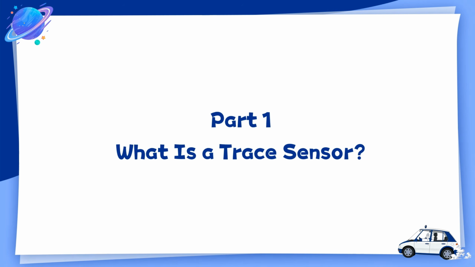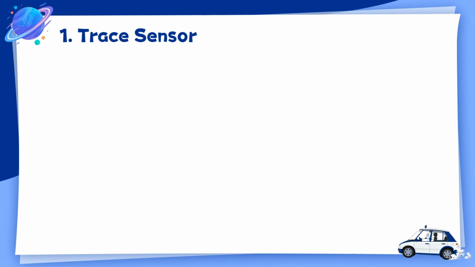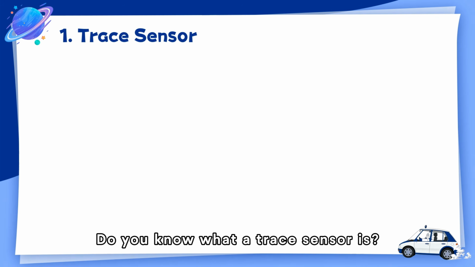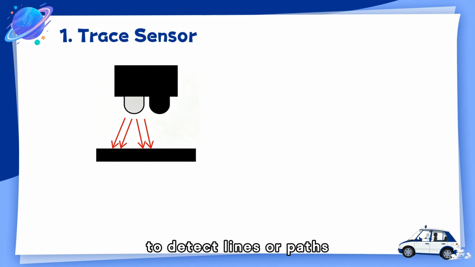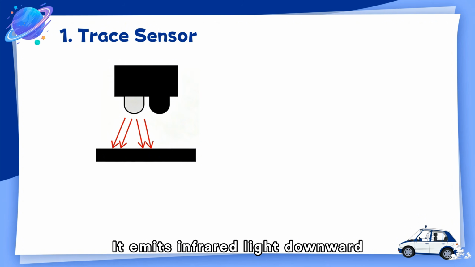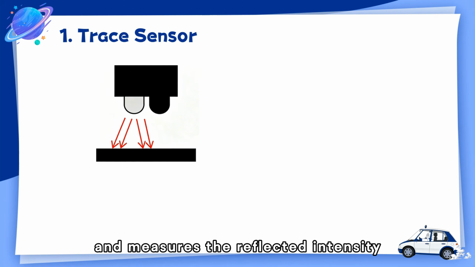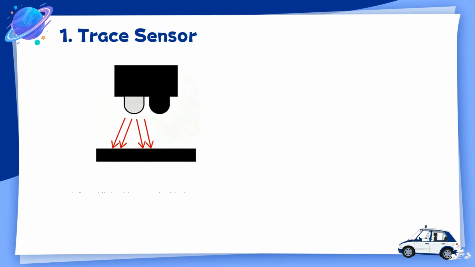Part 1. What is a trace sensor? Do you know what a trace sensor is? A trace sensor is a device that uses infrared light to detect lines or paths. Its working principle is simple. It emits infrared light downward and measures the reflected intensity.